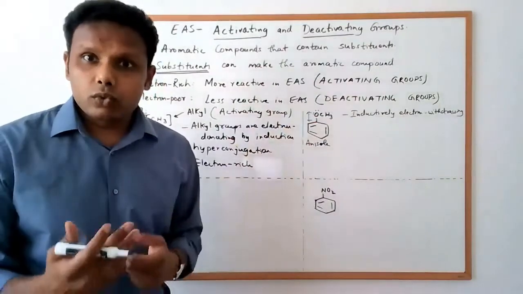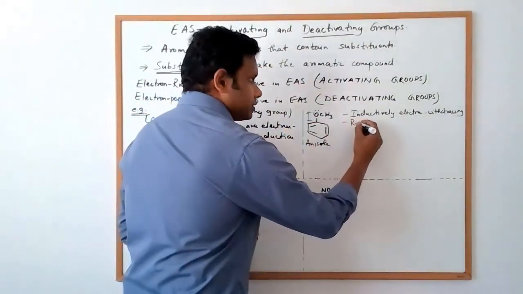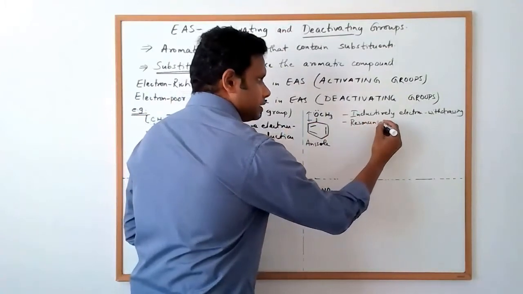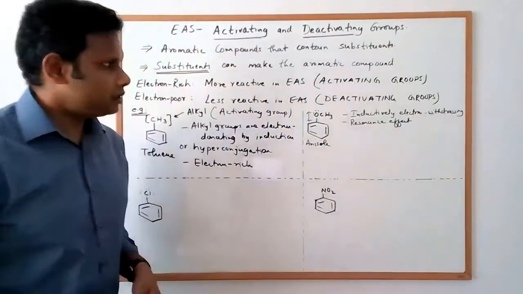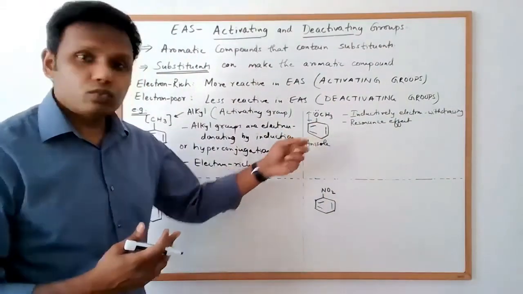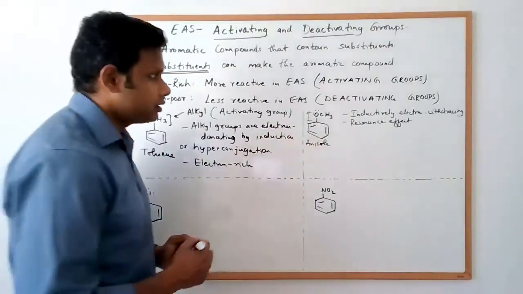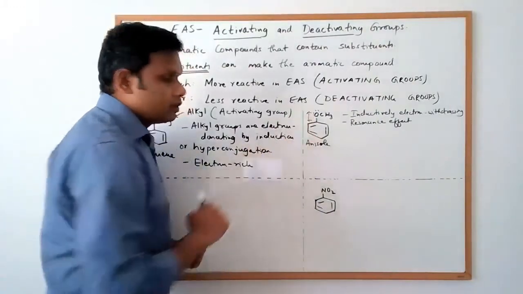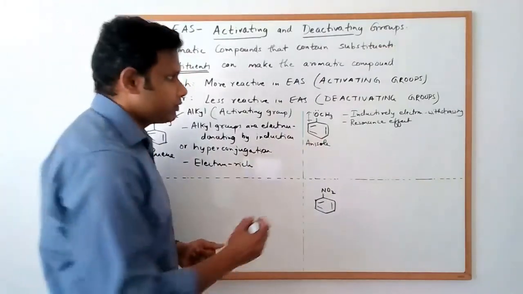But that's not the only effect here. There is a resonance effect that we can see. So essentially what that means is we can draw some resonance forms for methoxybenzene that involve this lone pair on the oxygen atom. Let's draw some of them out.